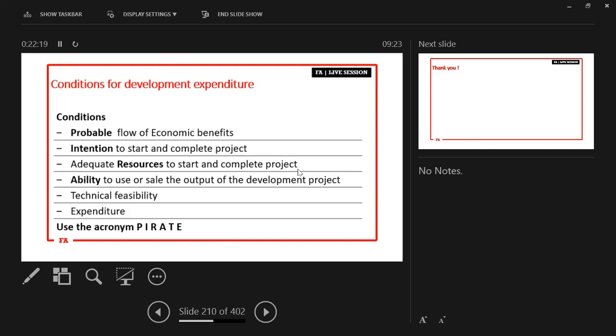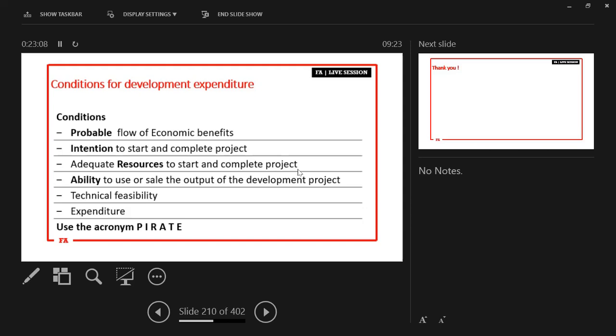And then there is another. You should have the adequate what? Resources. Now this includes money. You know, we teach management the four M's. Money, man, machines, and what? And management, yes. You need to have enough resources to start and complete your project. The enablers. Next, you should have the ability to use or sell the output of the development project. Now, in this case, if you are going to use, you might be reducing your operating costs. If you are going to sell, you are going to increase your economic benefits in form of cash flows.